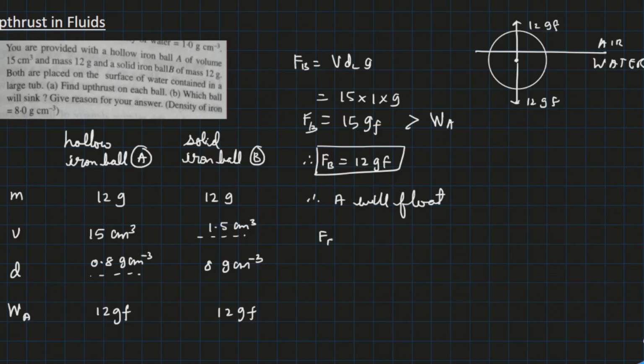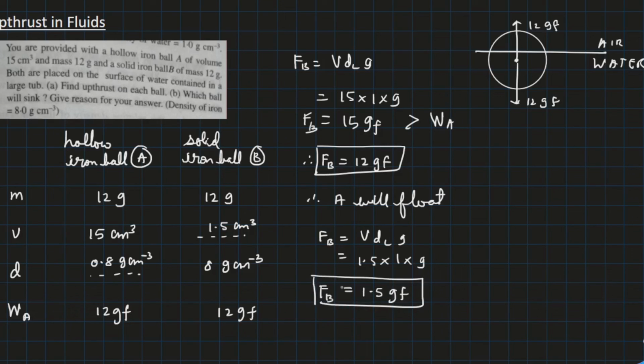What about the sphere B? Again, V D L G, so volume is 1.5 into 1 into g. That is 1.5 gram force. That will be the upthrust that sphere B will receive. Since 1.5 is less than 12, because 12 gram force is the weight, B will sink. Even when it is completely immersed inside, it will not get an upthrust that balances its weight, therefore it will sink. So this is the answer to that question. Let's move to the next.